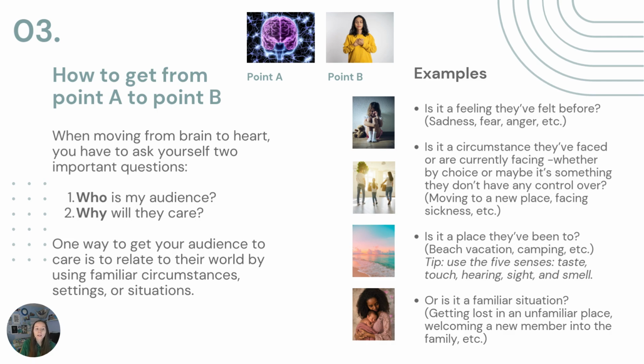One way to get your audience to care is to relate to their world by using familiar circumstances, settings, or situations. Here are some examples. Is it a feeling they felt before? This could be sadness, fear, anger, etc. Is it a circumstance they faced or are currently facing, whether by choice or maybe it's something they don't have any control over, like moving to a new place or facing sickness?